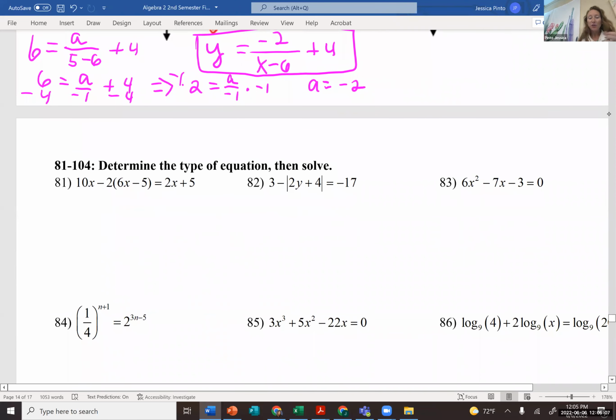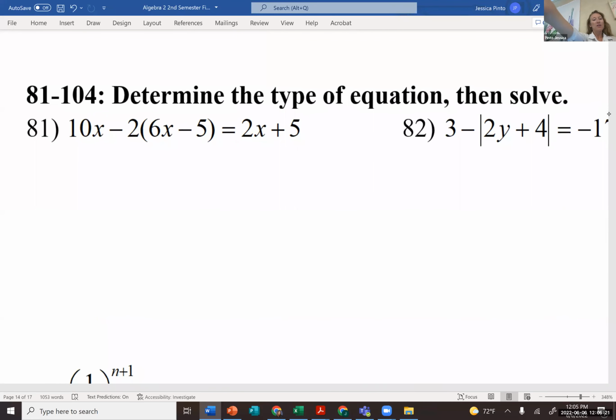Now for 81 through 104, it's just determine the type of equation and solve. That means that we want to find the answer for x. Looking at these, we've got a wide variety of problems starting off. So if I'm determining the type of equation for number 1, I see no interesting operations or exponents. This is a linear equation.